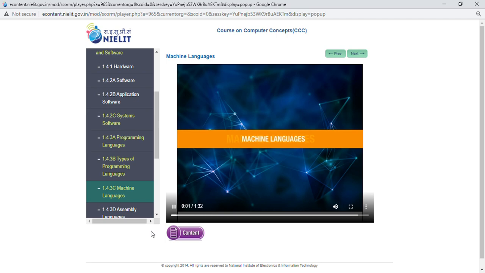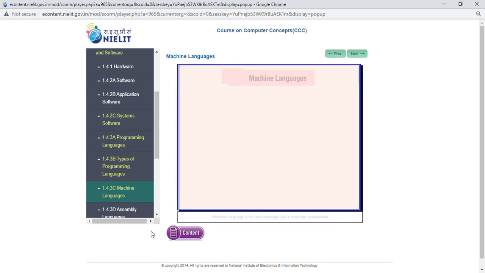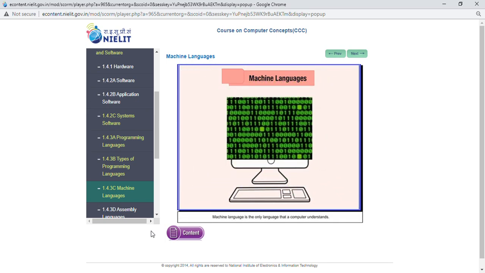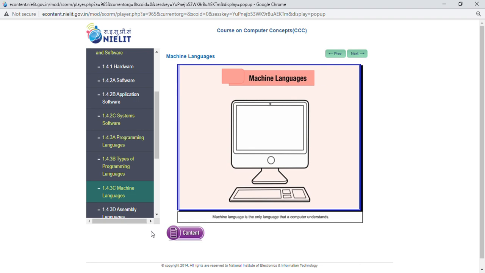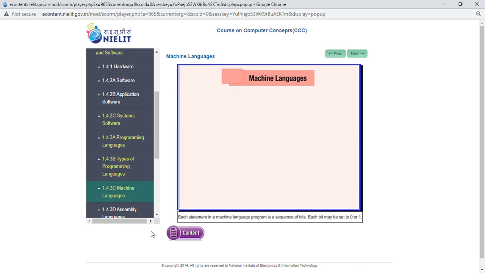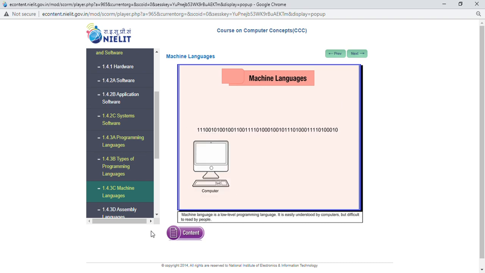Machine languages. Machine language is the only language that a computer understands. Each statement in a machine language program is a sequence of bits. Each bit may be set to 0 or 1. Machine language is a low-level programming language. It is easily understood by computers but difficult to read by people.